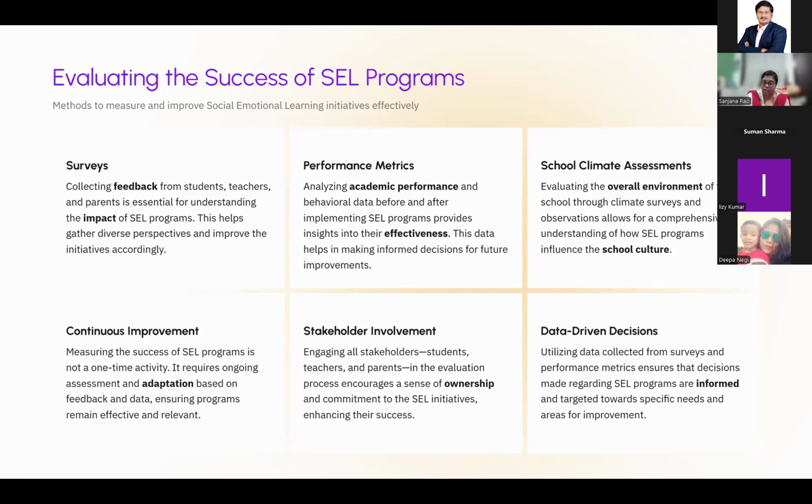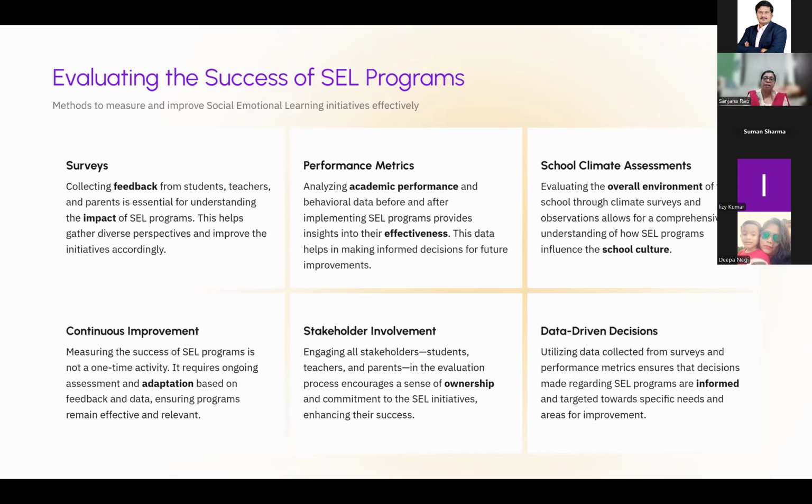Then school climate assessment, evaluating the overall environment. We have to assess whether this environment is suitable, what kind of climate it is. So for this climatic condition, for this category of students, what kind of things have to be implemented. This observation is very much important to implement whatever it is, depending on the culture.